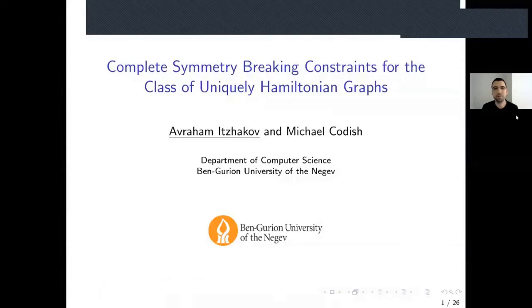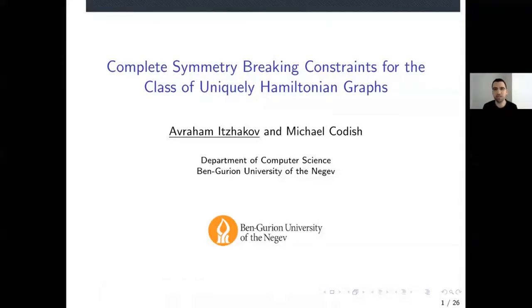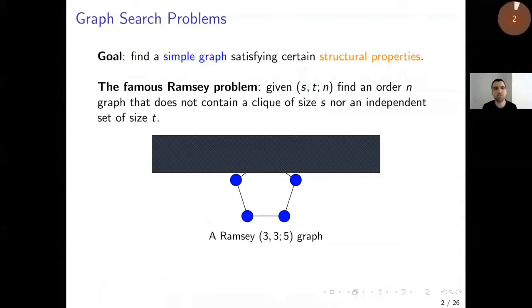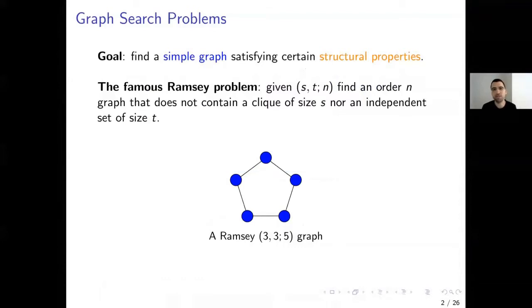Hi everyone, my name is Itzhakov, and in this talk I'm going to show you a significant class of graphs for which complete symmetry breaking constraints of polynomial size exist, and we will see why it is interesting. So our work on symmetry breaking is addressed for graph search problems. In these problems, the goal is to find a simple graph which satisfies certain structural properties.